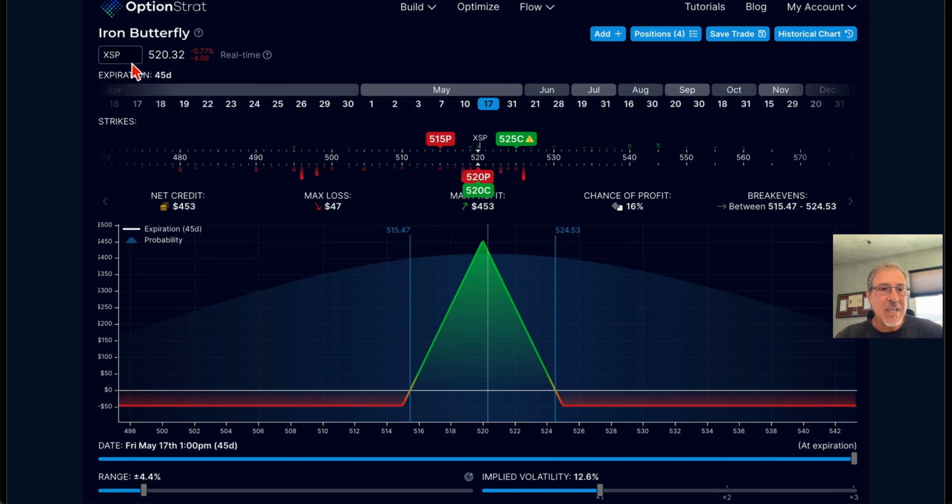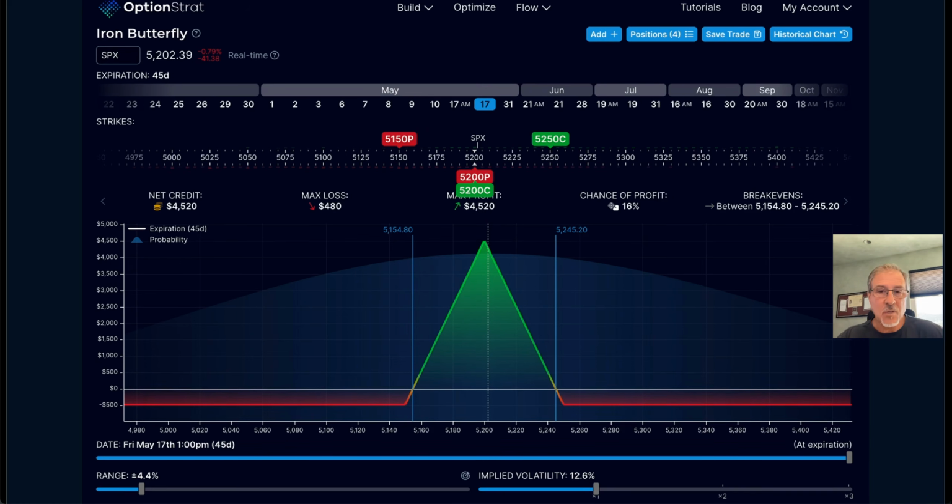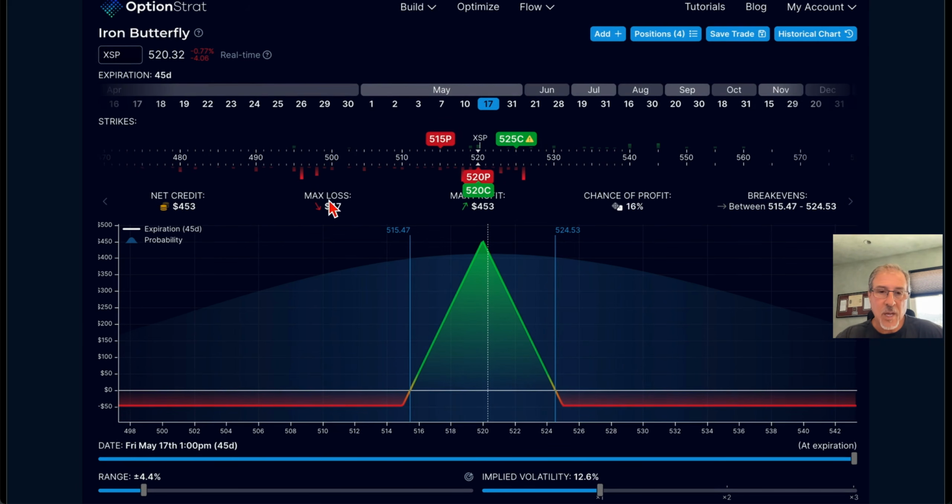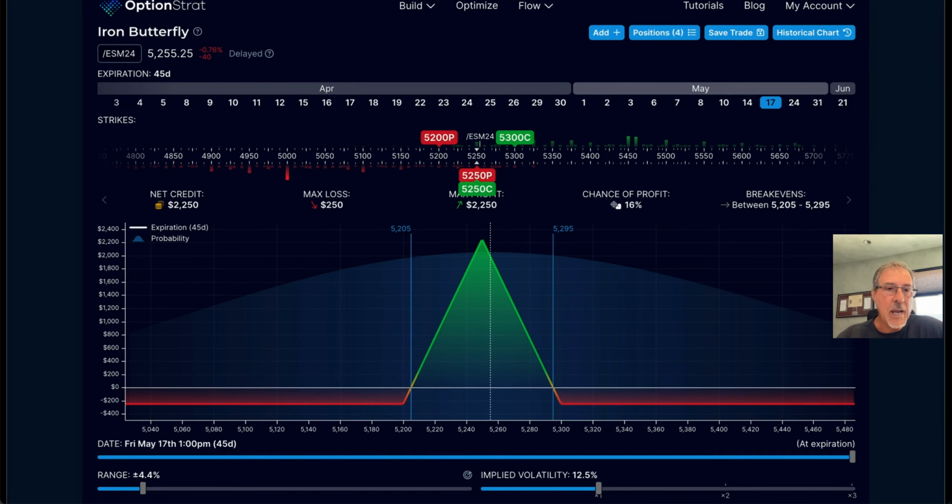So the next one is the XSP. This is the SPX's baby brother, if you will. If you're trading the XSP doing this same trade, it's 1/10 the size, so these are 5-point wings instead of 50-point wings, and we have a max loss of 47 and a max gain of 453. So again, we can look at those two: 4,500 and 480, essentially the same, so 10% of what it would be if you were trading SPX.